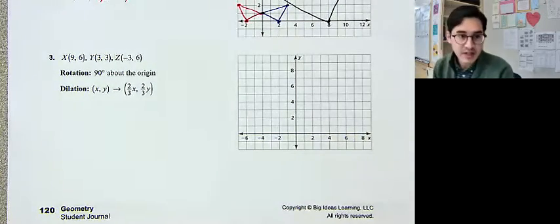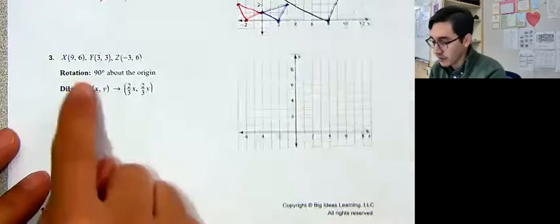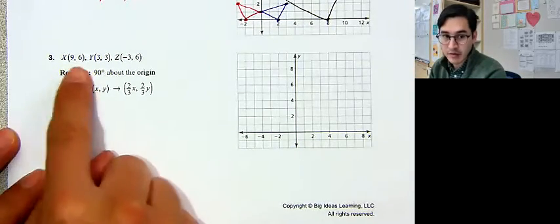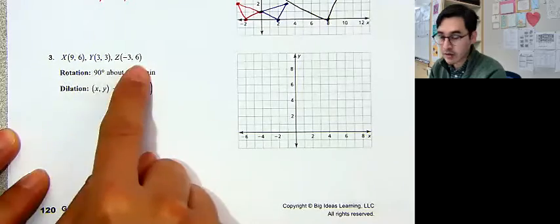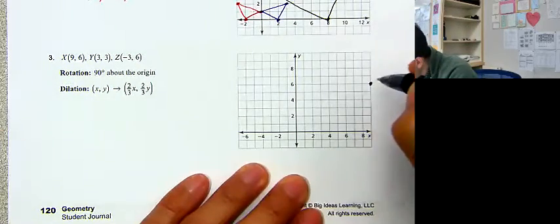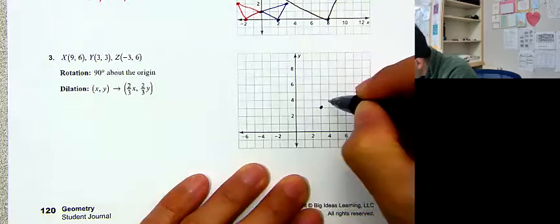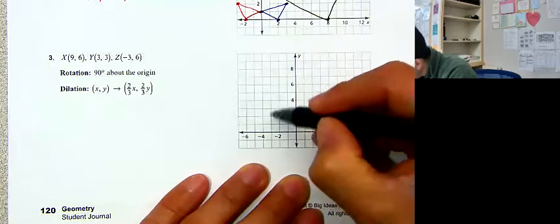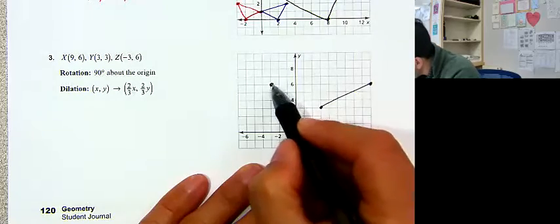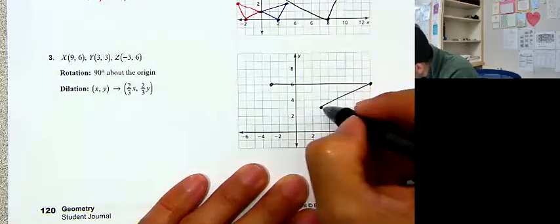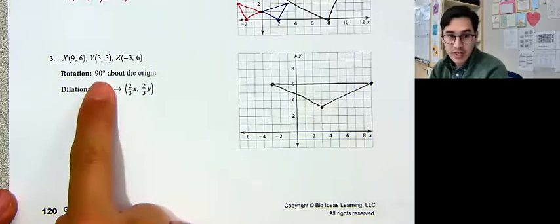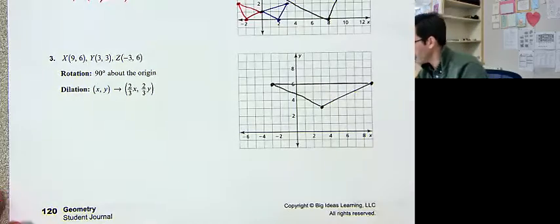Right. Our last similarity transformation involves a rotation combined with a dilation. Okay. All right, so let's graph the original figure first. Again, it's a triangle. We have 3 points, 9, 6, 3, 3, and -3, 6. And then we're going to rotate it 90 degrees about the origin.